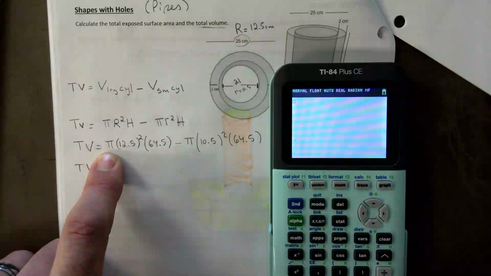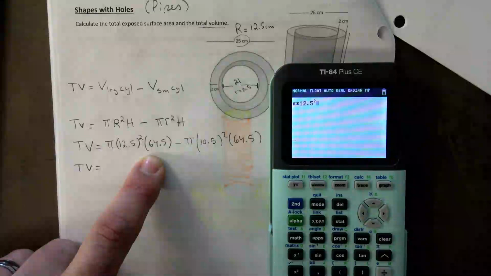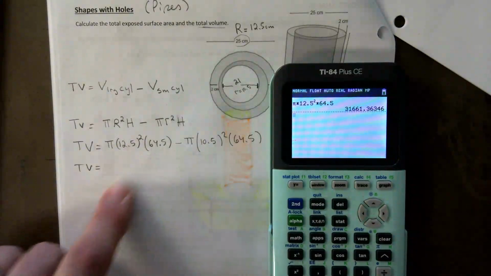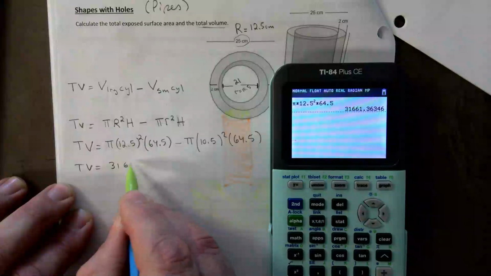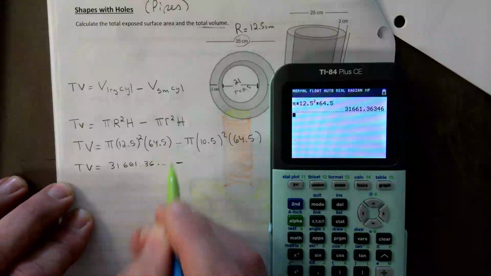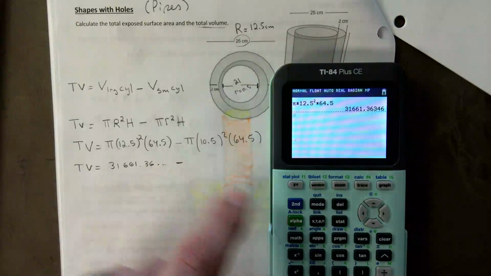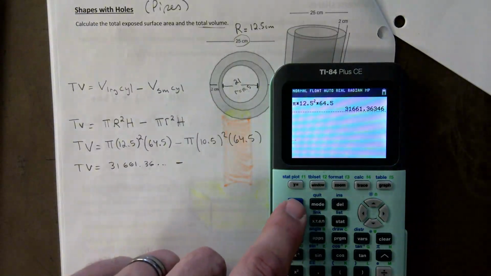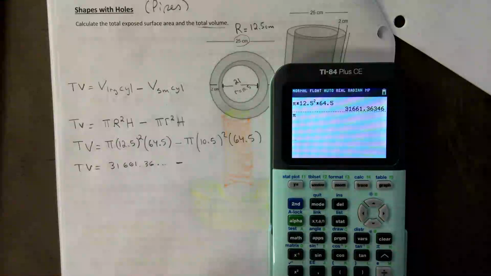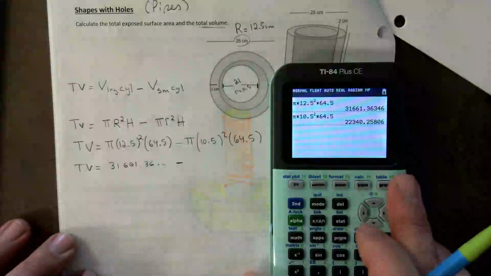So we go pi times 12.5 squared times 64.5. I'm just going to write down, you want to leave a trail of work behind, right? You want to see, I should be able to see what you're doing, right? So you can go dot, dot, dot, that's fine. And then I'm going to go pi times 10.5 squared times 64.5.